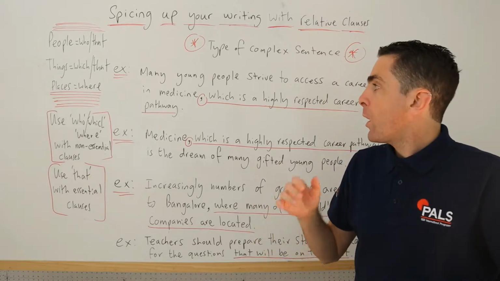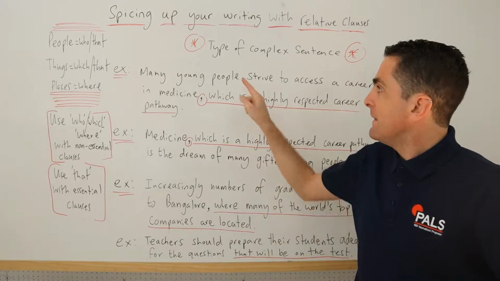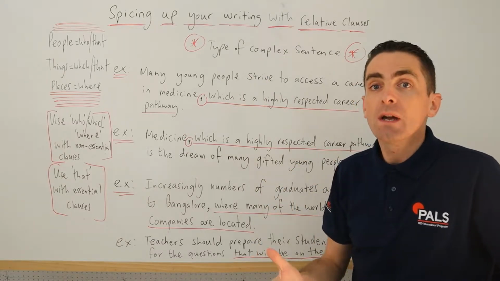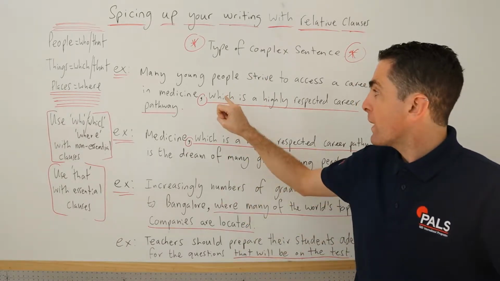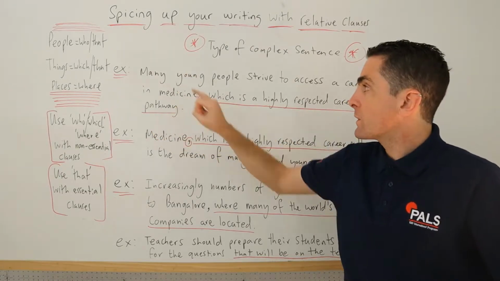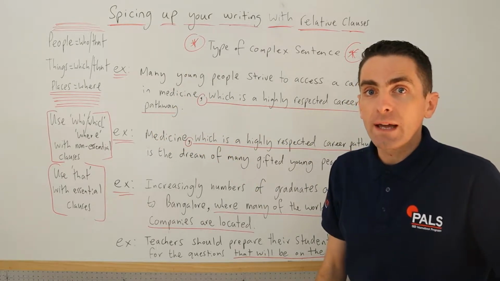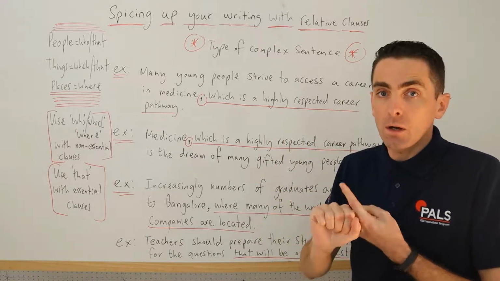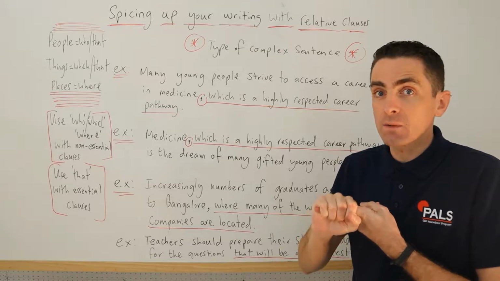Okay? Also notice that in this particular sentence here, we have an independent clause and we have a dependent clause. The relative clause in red is dependent, and then the first is independent. Okay, so you need to have an independent clause and a dependent clause in this type of complex sentence as well.